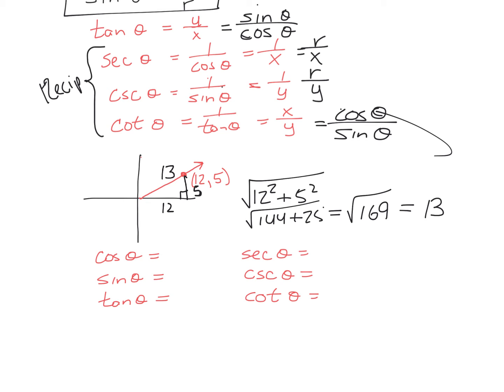Now, cosine was defined as x over r, which in this case would be 12/13. The sine of the theta would be the y over r, which would be 5/13. The tangent would then be the y over the x, or the sine divided by the cosine, which would be 5/12. Then the other 3 trig functions would just be reciprocals of those. Secant's reciprocal of cosine, I just flip it. Cosecant is reciprocal of sine, I just flip that. And cotangent's reciprocal of tangent, so that would be flipped.